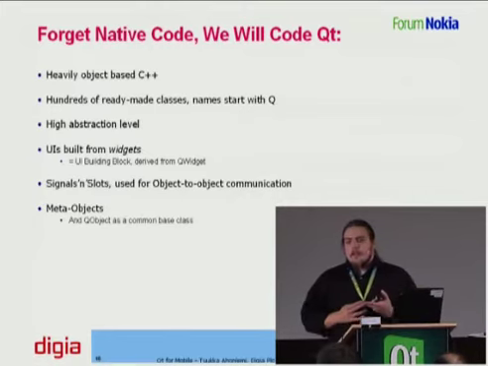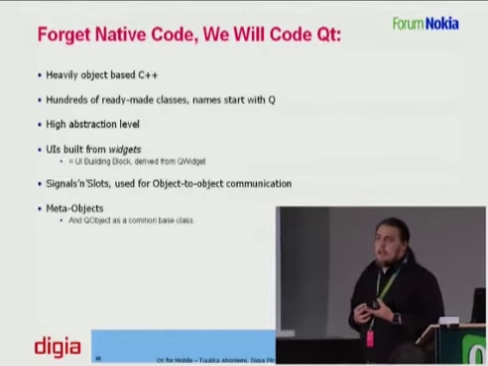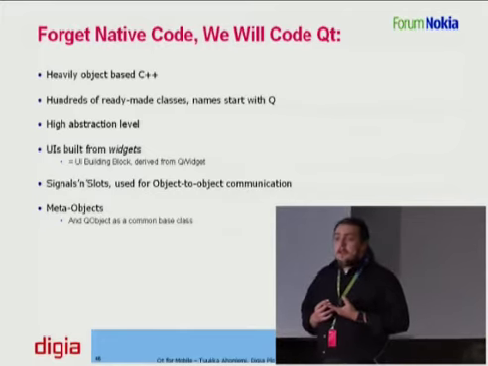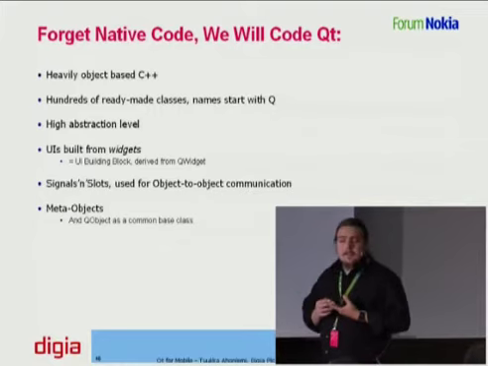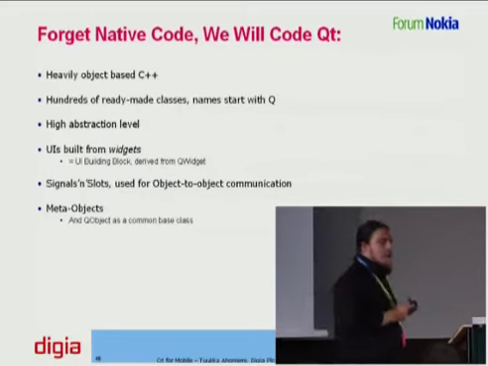Qt adds things to C++ which you don't have there natively, like meta objects. You do have meta objects in Java, but you don't have those in C++. But in Qt, you do have meta objects. And a common base class, QObject, for all or nearly all classes.